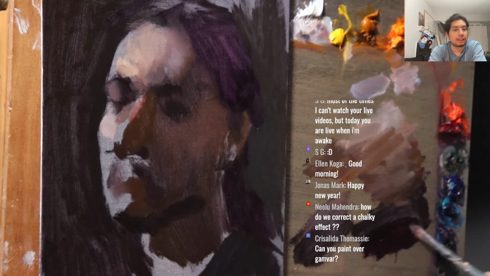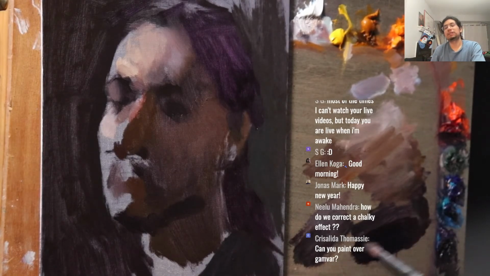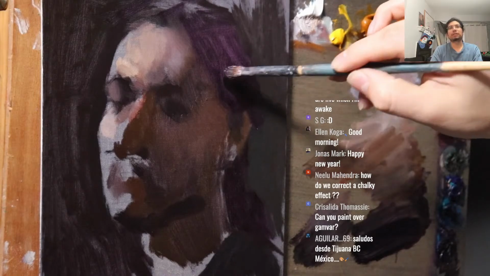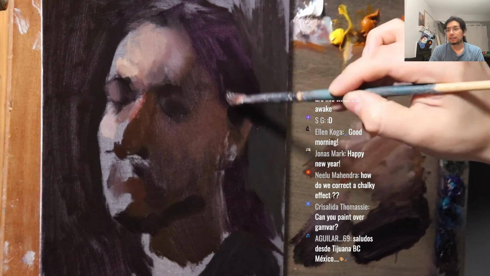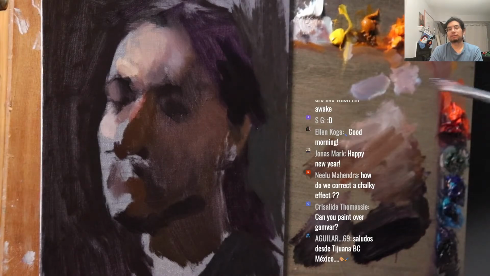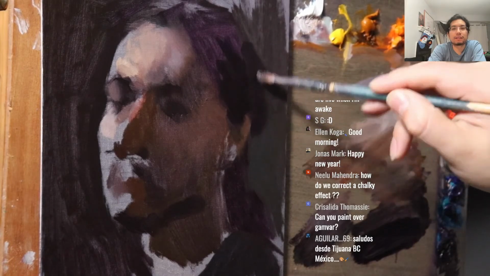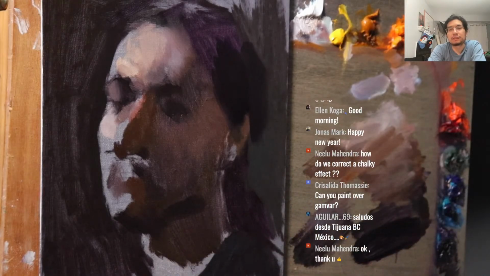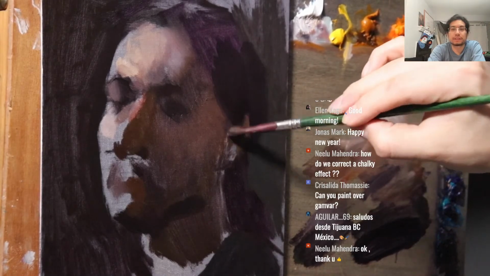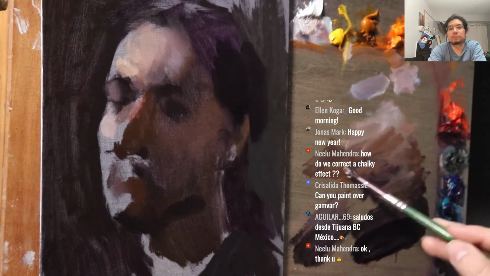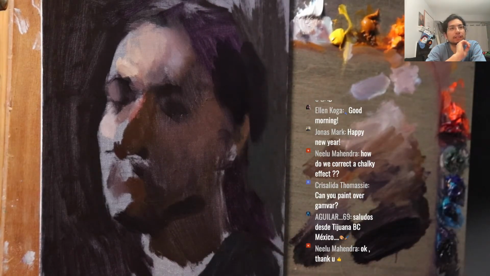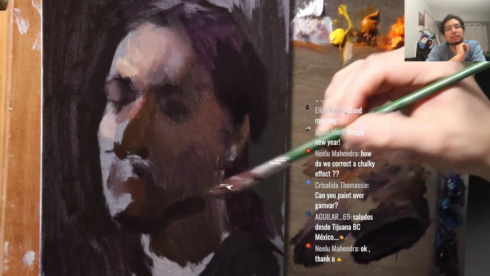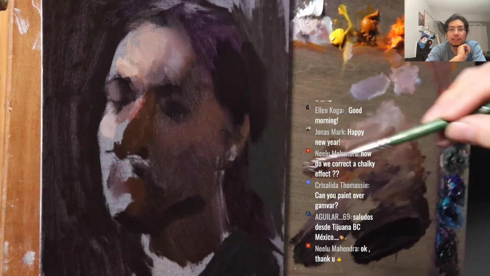Chrysalida asks, can you paint over Gamvar? I wouldn't suggest it. If you're at a point where you have to correct something that's been varnished, that's a little tricky. I will admit that's never happened to me. Maybe you have a client, and that's a very difficult thing, actually. It's been done, and you can notice it even with the old master paintings. If you look down you can see some areas where the varnish is not quite consistent, and that might be because of the conservators, depending on how old the painting is.